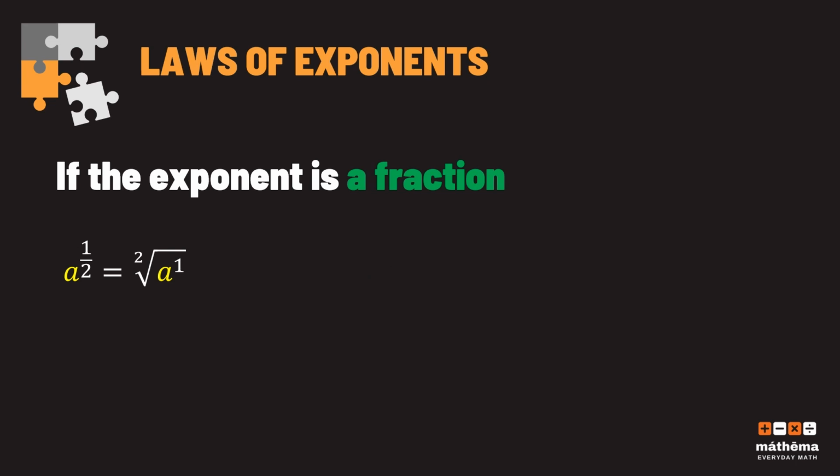What if the exponent is a fraction? For example, we have a raised to 1/2. Now, when the exponent is a fraction, we are going to convert this one into a radical. The denominator will become the index of our radical. The numerator will be the exponent of our variable. So in this example, if you can see, 2 became our index, 1 our exponent.